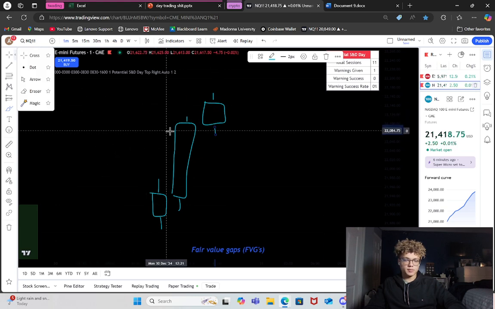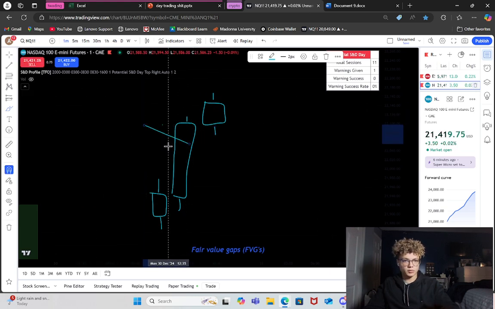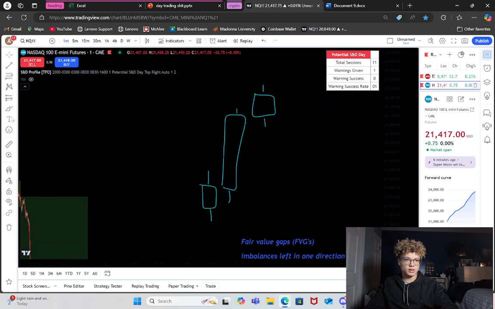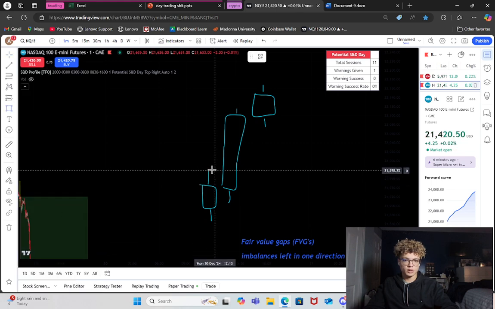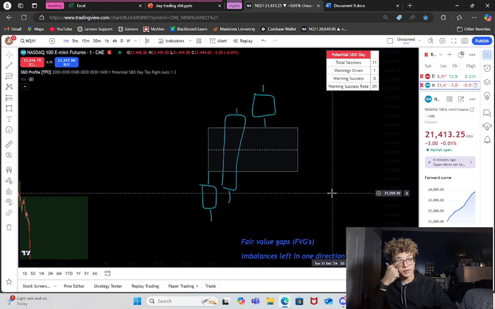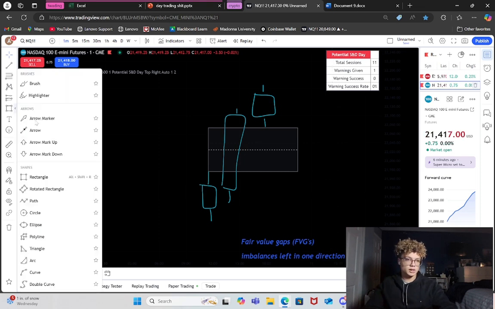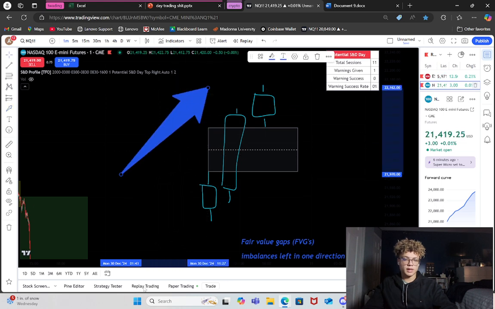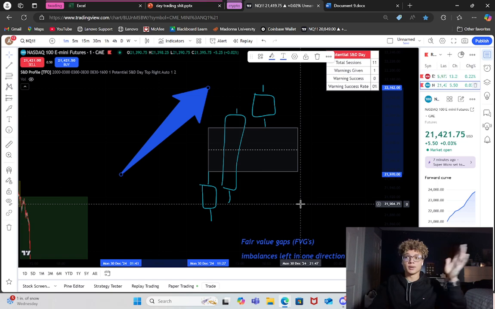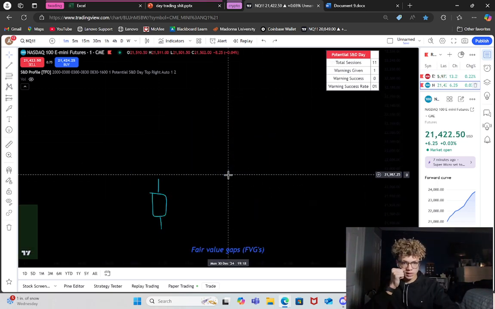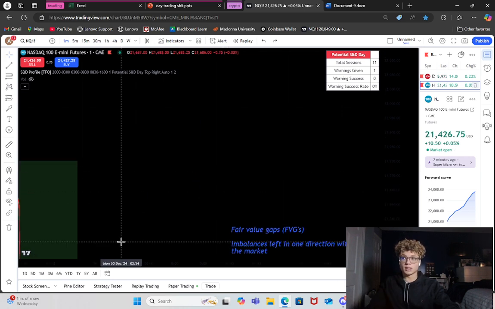So a fair value gap is that gap you see right here. This is the fair value gap. So the imbalance left within the market. These are all up candles that I drew here, and you can see that there are imbalances left to the upside, right? So we have a ton of imbalance left up there. That's literally what a fair value gap is. It takes 2 seconds to mark out.